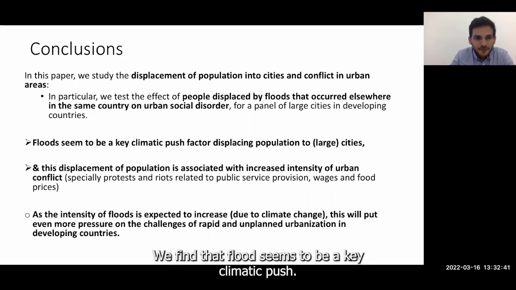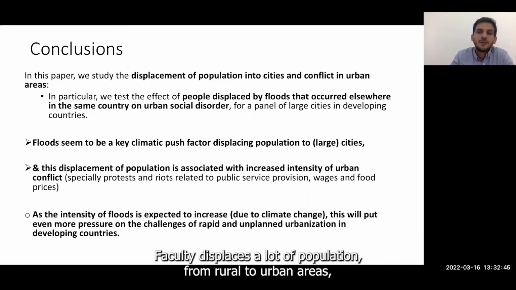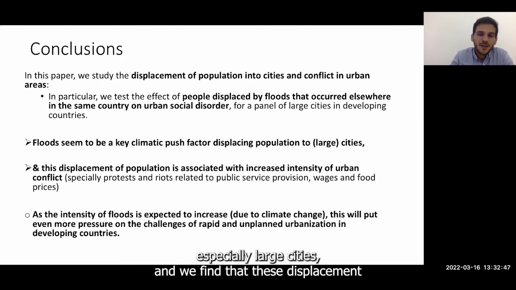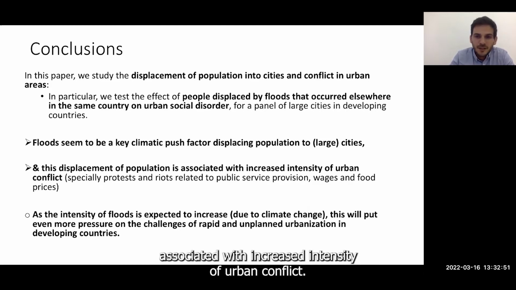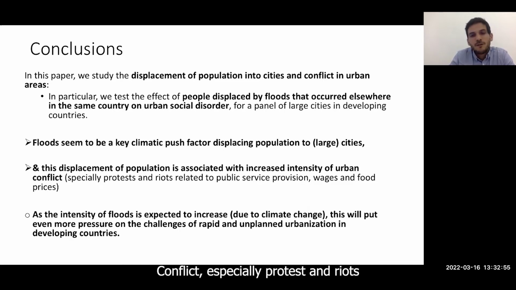We find that flood seems to be a key climatic push factor, so it displaces a lot of population from rural to urban areas, all right? Especially large cities. And we find that this displacement is associated with increased intensity of urban conflict. Urban conflict, especially protests and riots related to public service provision, wages, and food prices, but you could think about prices in general, all right?